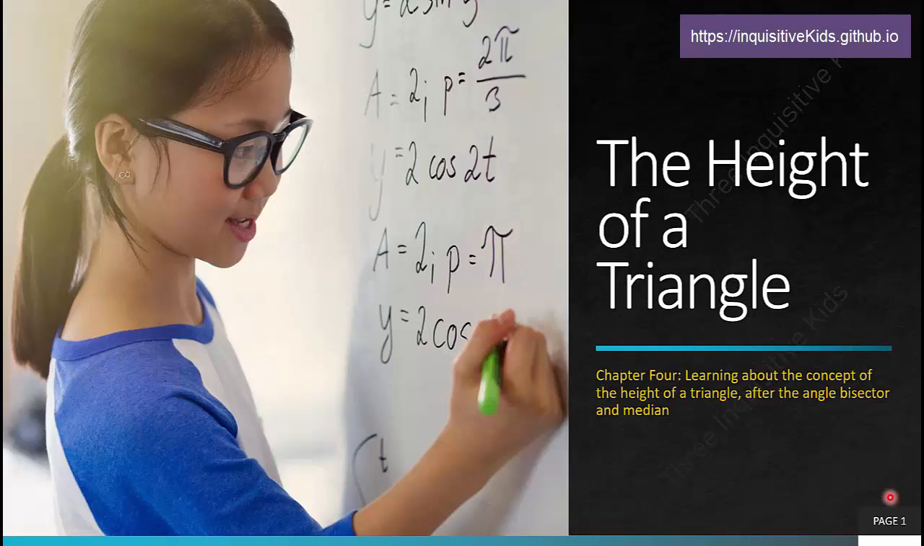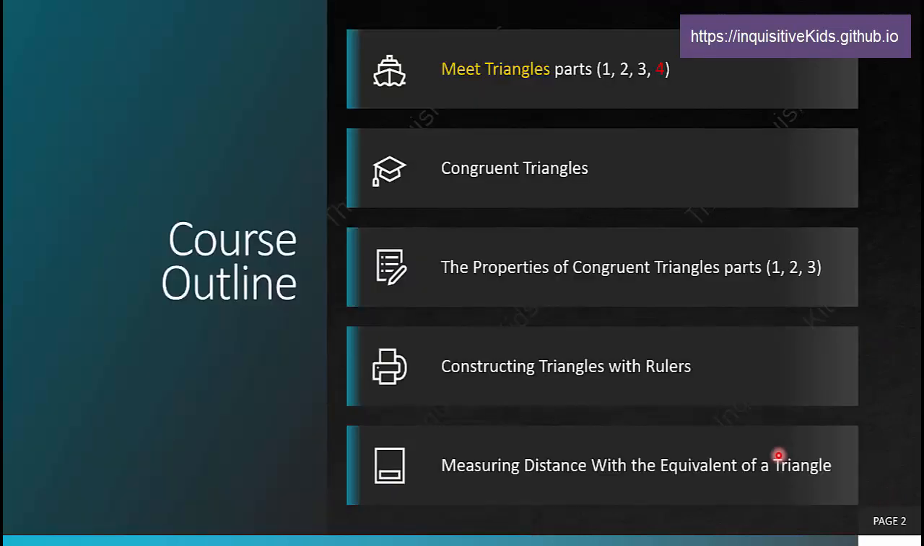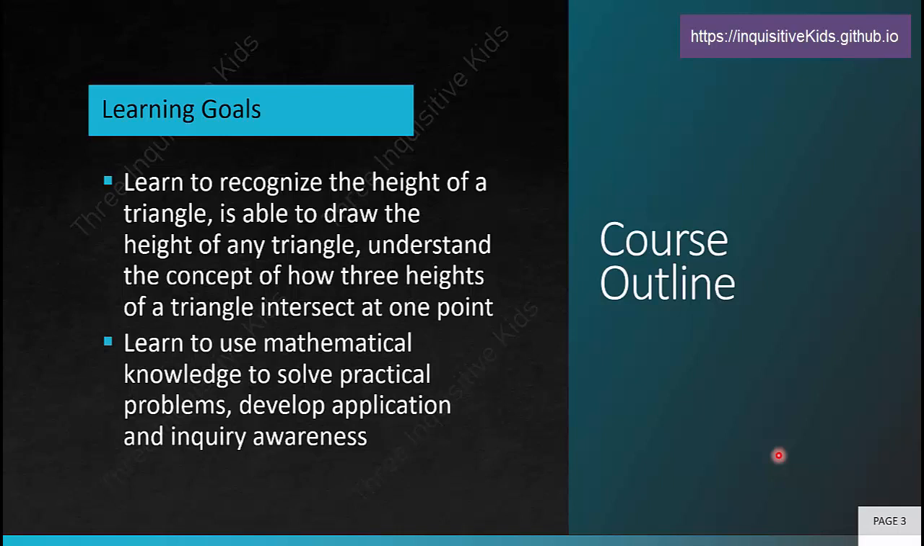Today we will be learning about the height of a triangle after learning about the angle bisector and median. This is part 4, the final part of Meet Triangles. The learning goals for today are to learn to recognize the height of a triangle and be able to draw the height of any triangle.